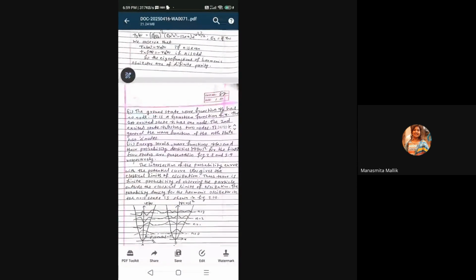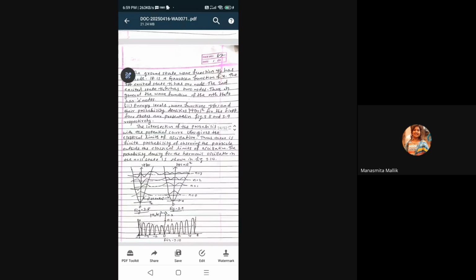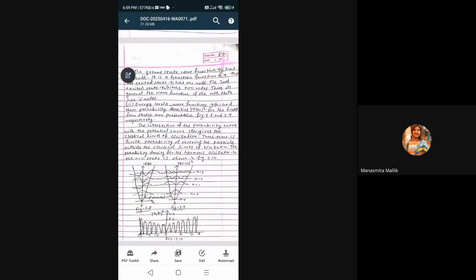So the eigenfunctions of the harmonic oscillator have a definite parity, so even parity and odd parity. You can see here on the screen that the ground state wave function psi 0 has no nodes, and it is a Gaussian function of x, and the first excited state psi 1 has one node. Similarly, the second excited state psi 2 has two nodes, and so on. And the nth state has n nodes.